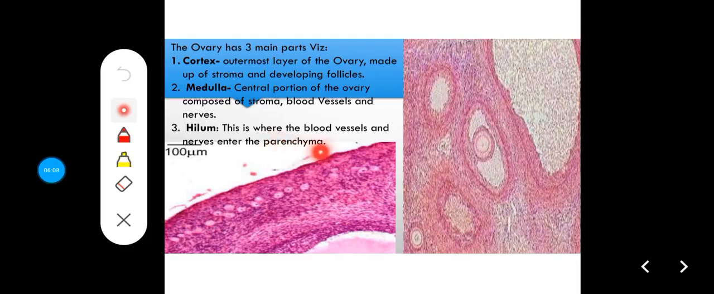So this is the primordial follicle. This is the simple cuboidal epithelium that lines the external surface of the ovary. This is the cortex and this is the medulla. You can also appreciate numerous follicles here, this one, this one, this one. They are numerous, so the slide of the ovary is easy to identify on histology.